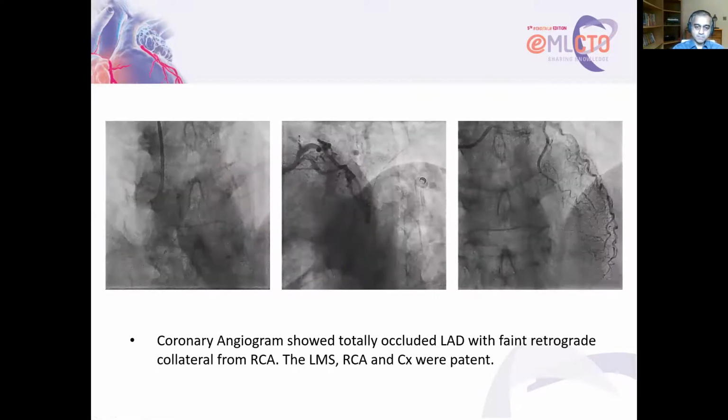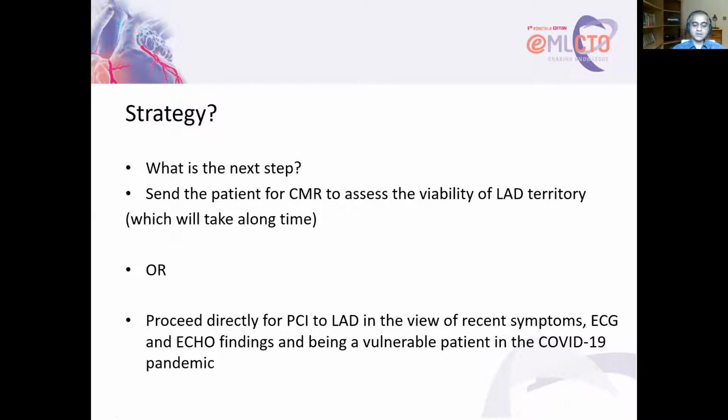So really, the case centers around strategy and how we would go about treating this gentleman. In a normal situation, what we would probably have done is take this gentleman off the table, have a more informed discussion with him, and maybe consider assessing for viability within that LAD territory, possibly with a cardiac MRI scan.